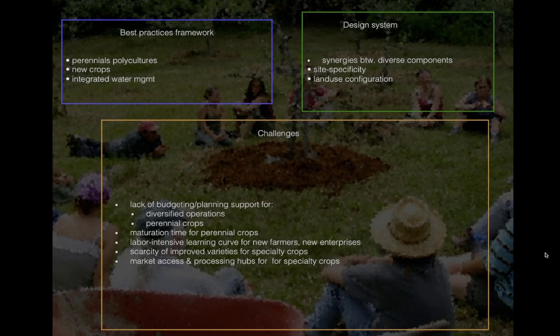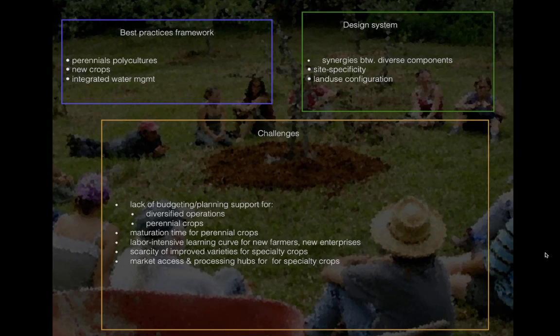Also, there's a labor-intensive learning curve for new farmers and for folks taking on new enterprises. It's easy to jump in and say, well, I want to implement the full diversified system immediately, and then you're trying to learn 4 to 5 different enterprises at once and how they interact with each other, which is probably too much for year one.